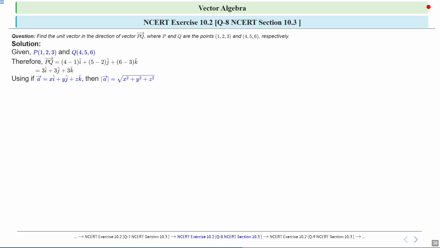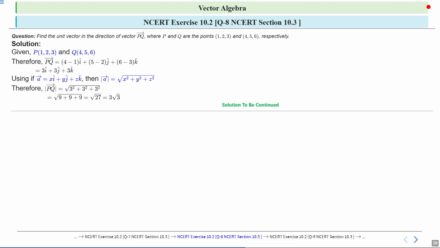Now using a vector equal to x i cap plus y j cap plus z k cap, the magnitude of a vector will be equal to root over x square plus y square plus z square. Therefore, magnitude of PQ vector is equal to root over 3 square plus 3 square plus 3 square, which is equal to root over 9 plus 9 plus 9, which is equal to root 27, which will be equal to 3 root 3. Clear? 3 root 3.